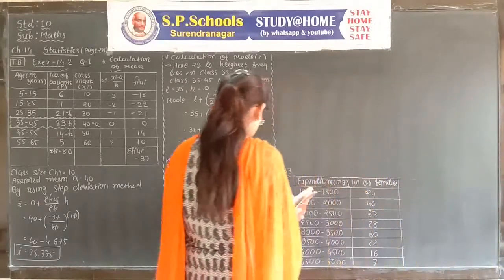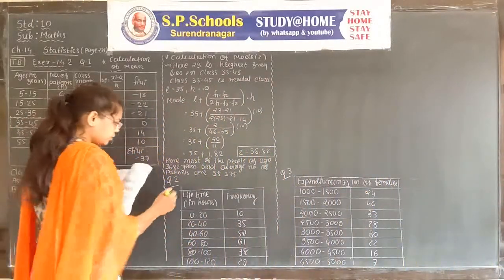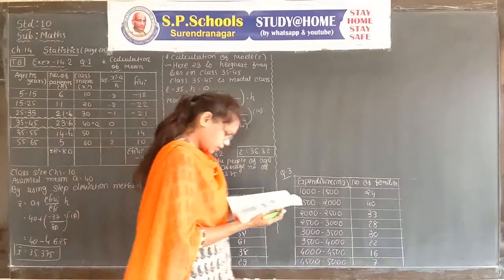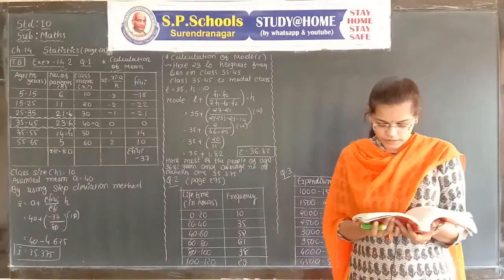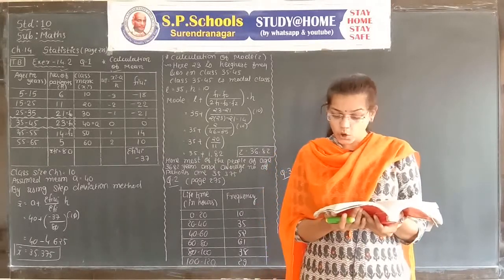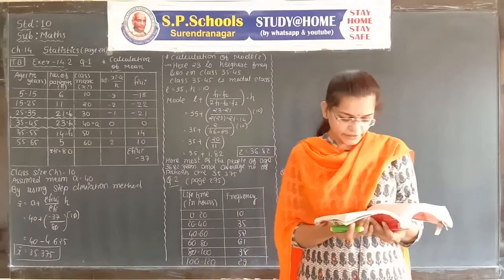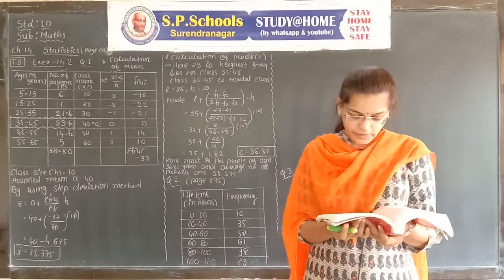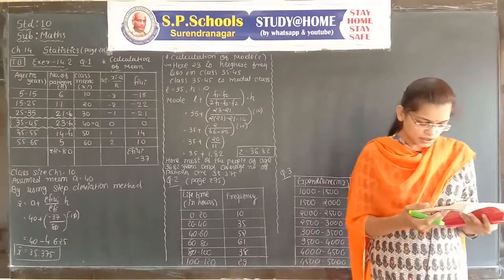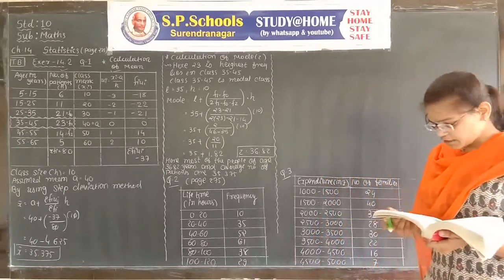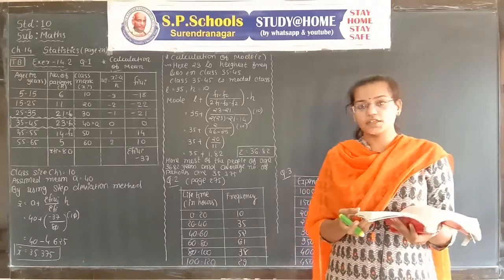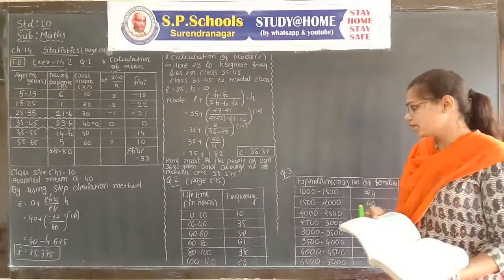Second number is, see the question in your textbook again on page number 275. Read the question. The following data gives the information on the observed lifetime in hours of 225 electrical components. Lifetime in hours, the class intervals are given here, and the frequencies 10, 35, 52, 61, 38 and 29. The total frequency is 225. Determine the modal lifetime of components. Modal lifetime of components means the mode of the given data.